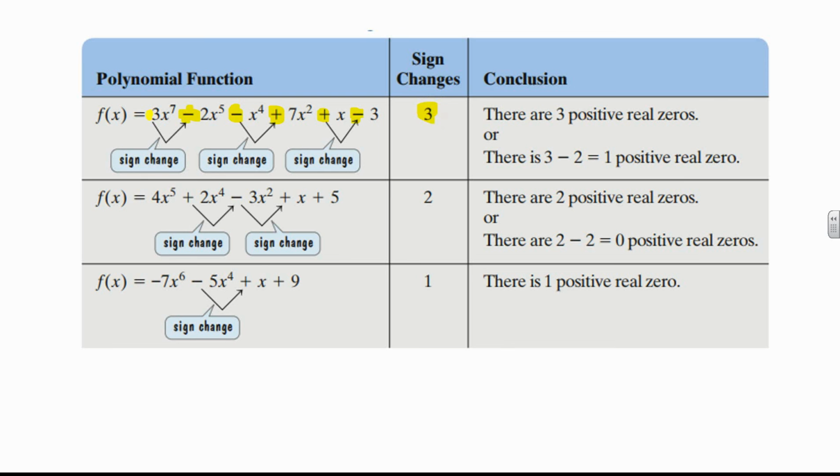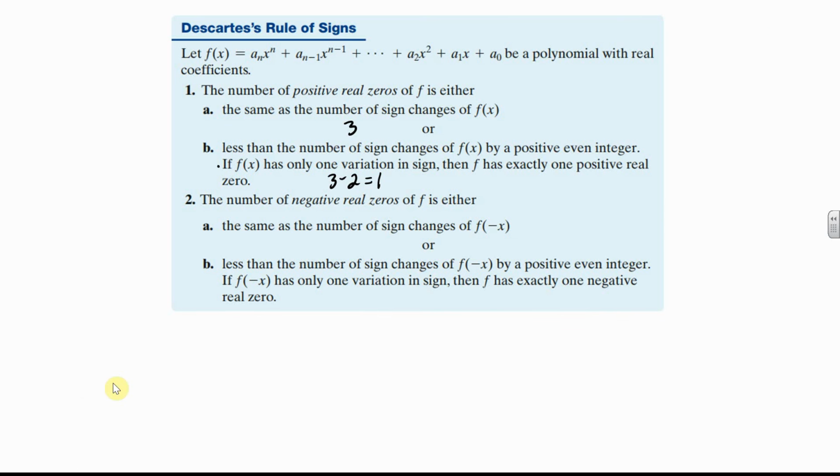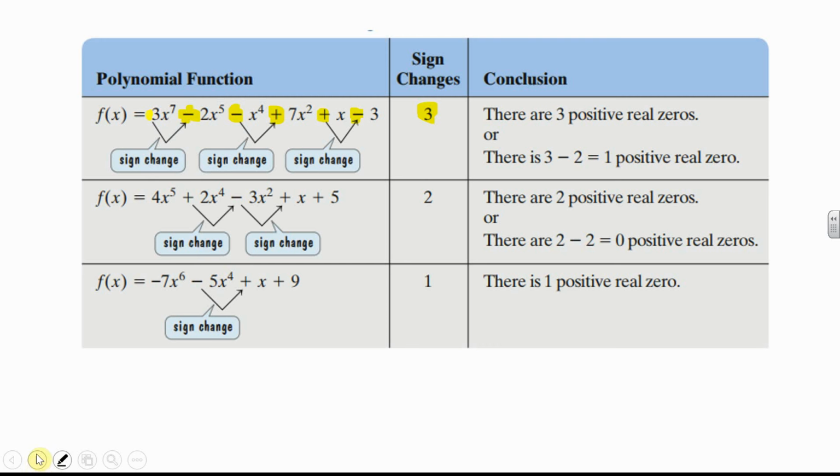So he says that there are 3 positive real zeros, or it's going to be 3 minus 2, that is 1 less than the 3. That's just based on this statement back here. That's what he's saying here. So it's either going to be 3 positive real zeros, or it's going to be 1.